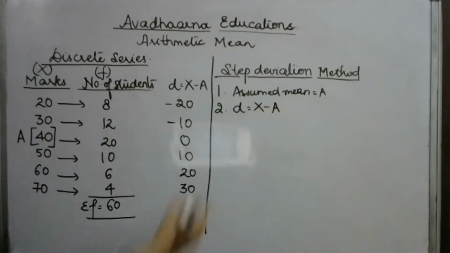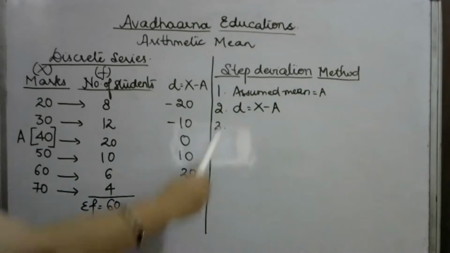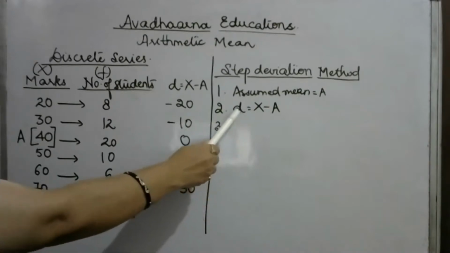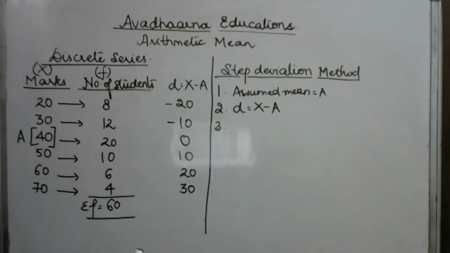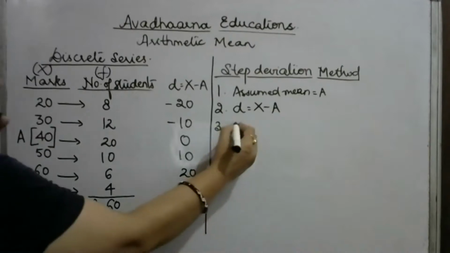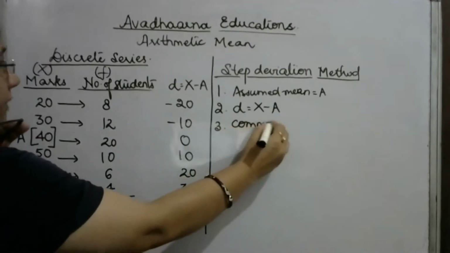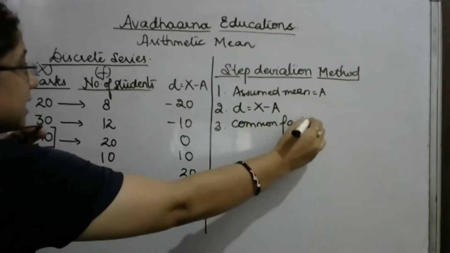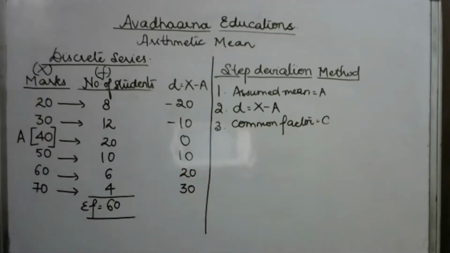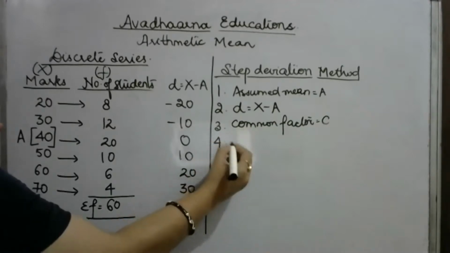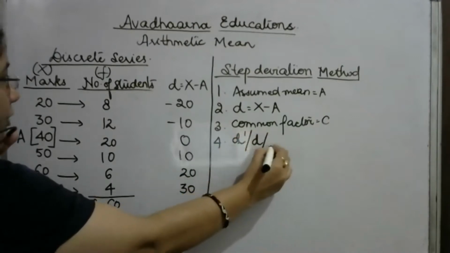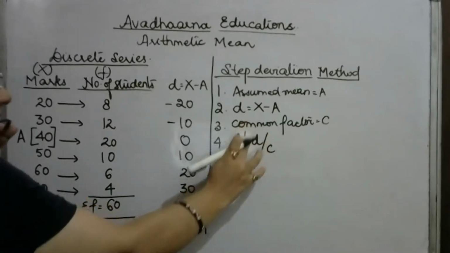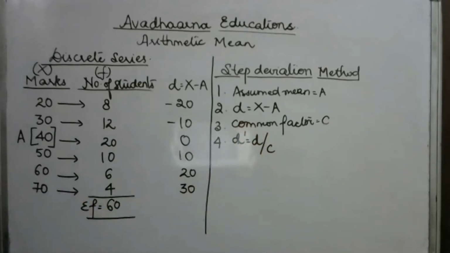Now the third step is different. What we are going to do is we are going to locate a common factor from this D. Fine, from all the deviations we will take out the common factor, and that common factor will be C. Fine. We are going to identify the common factor among the deviations. And then fourth step is we'll calculate D dash. And D dash is nothing but D upon C.